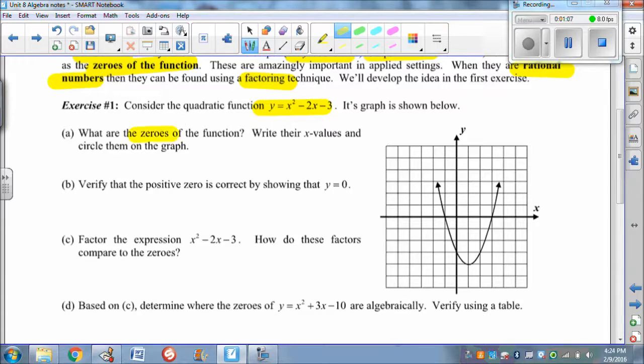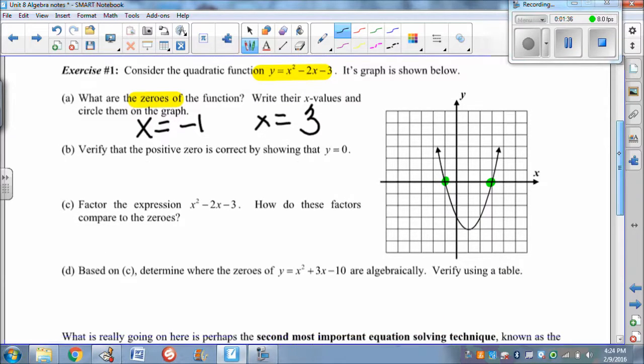It says, what are the zeros of the function? So they're the zeros where the output, the y, is 0. It says write their x values and circle them on the graph. So I just highlighted those, and we can read pretty clearly from the graph that one is -1, and the other is 3. All right, so those are the 2 zeros for that particular quadratic.